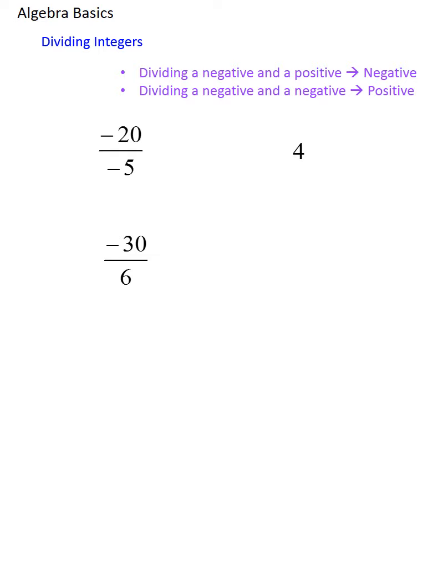So in that way, here's our next example. Ignore the negative sign for just a moment. 30 divided by 6 is 5. But because a negative divided by a positive is a negative, then the result is negative 5. Here's one more example. 12 divided by negative 6. 12 divided by 6 is 2, of course. And when you're dividing a positive and a negative, you get a negative.